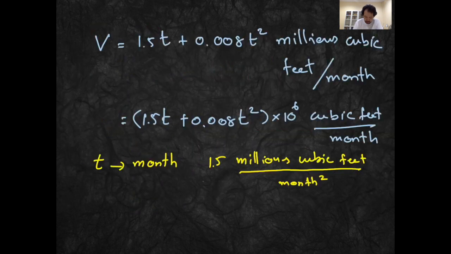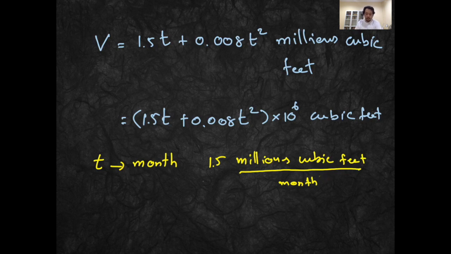So let's correct this. We must not have this. It means that if we enter the time here in month, we will get the value of V in the unit of million cubic feet. So delete this. And this is month. Okay. So that is the unit of the number 1.5 here.